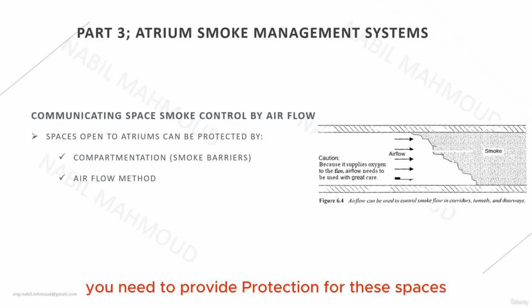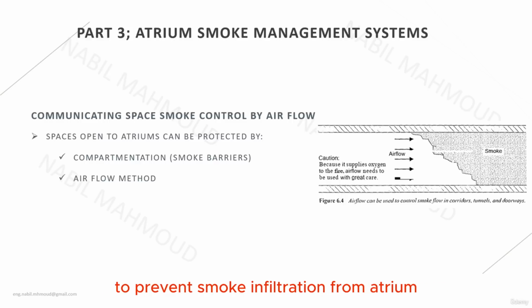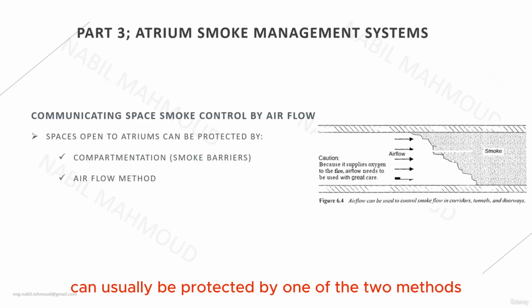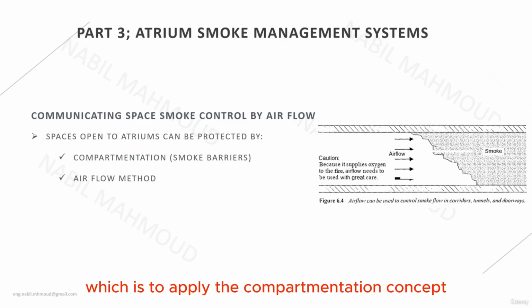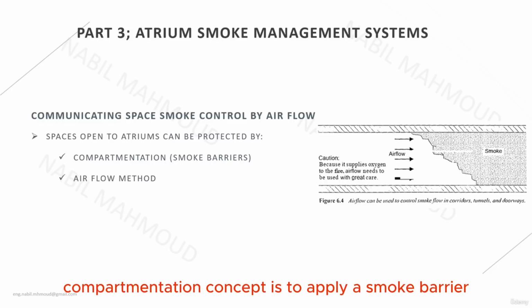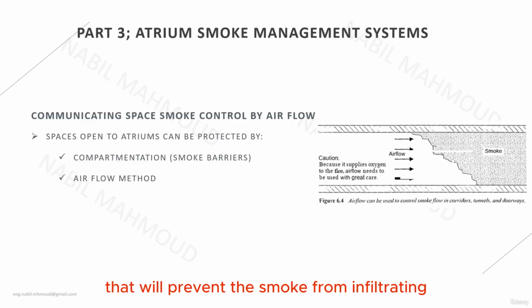When it comes to the spaces that are open to a communicating space or that are open to an atrium, you need to provide protection for these spaces to prevent smoke infiltration from the atrium or communicating space into these lobbies or corridors or joined open spaces. And the spaces that are open to an atrium can usually be protected by one of 2 methods. The first method is to apply the compartmentation concept, which is to apply a smoke barrier that will prevent the smoke from infiltrating.